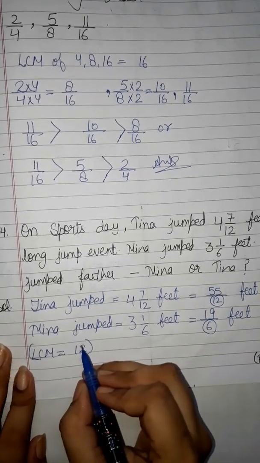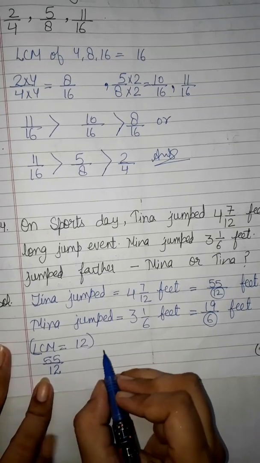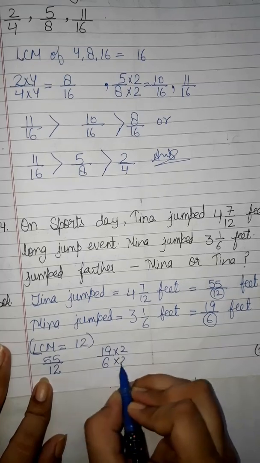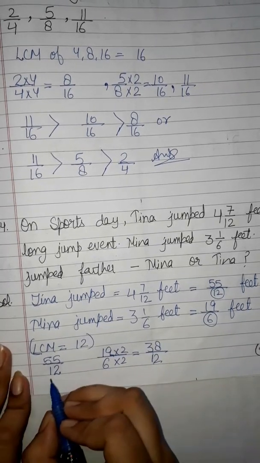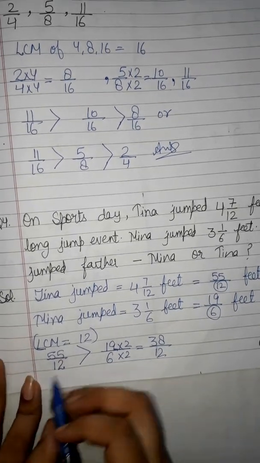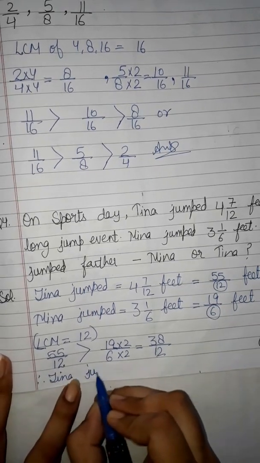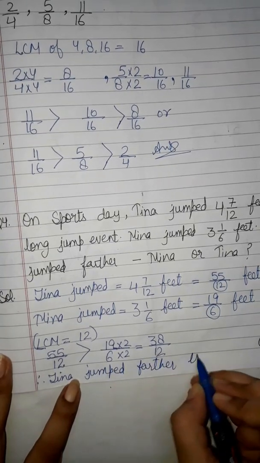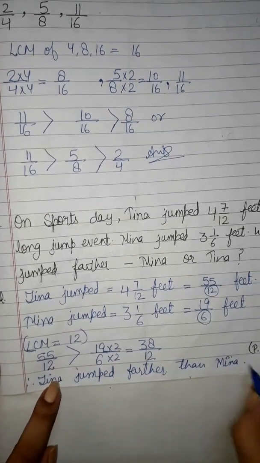It will be 12. Now 55, already it has 12 in denominator. Now other side is 19 by 6. Multiply by 2. So we get 38 by 12. Now you can compare this. Tina 55 by 12. So at last write, therefore Tina jumped further than Meena. This is the answer.